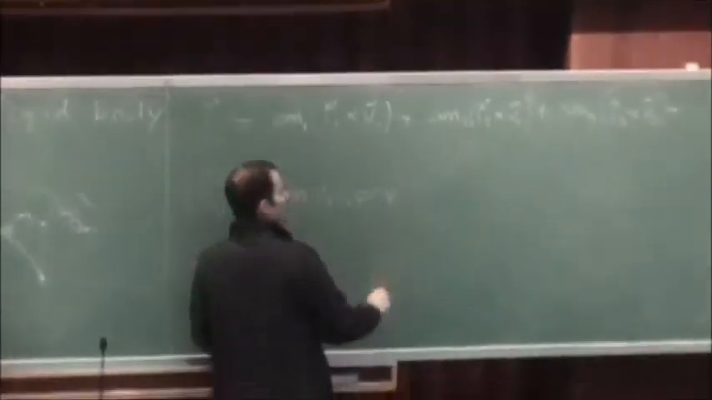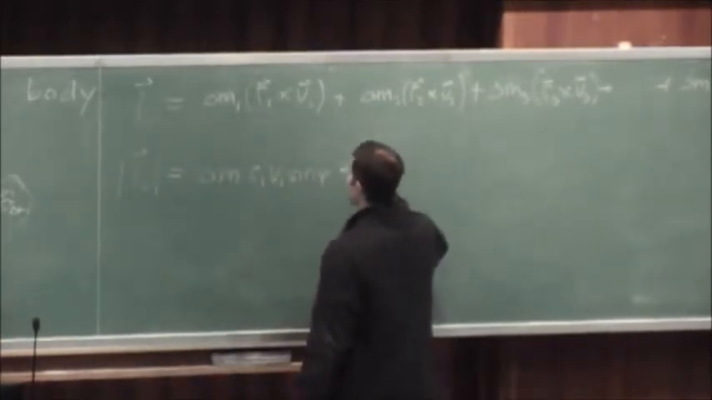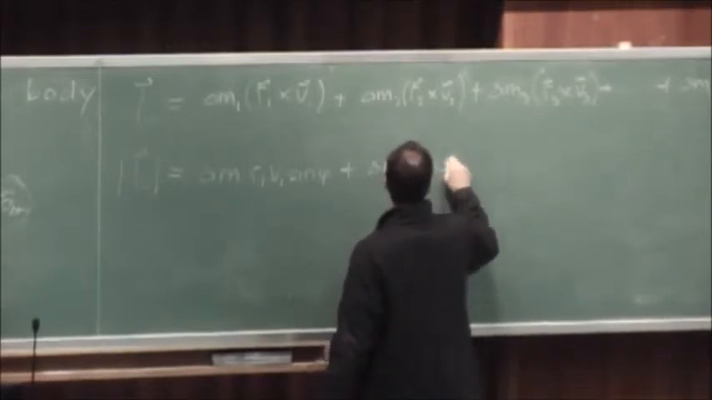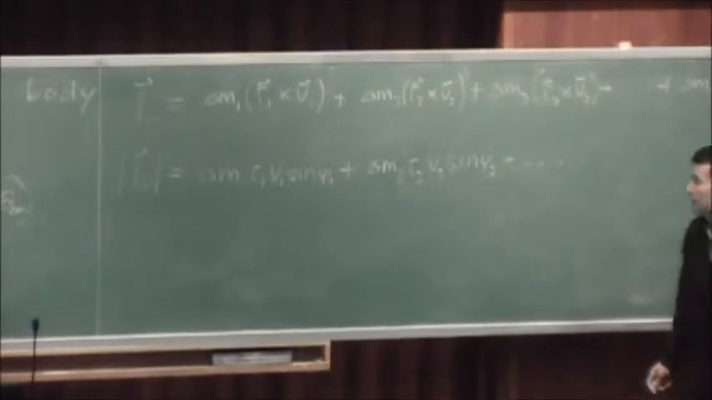Okay, so what I'm interested in is, let's consider L, magnitude. We know that we can add them now all the same, so we say this is delta M1, and then I'm going to have R1, and then this is going to be V1 sine of the angle between them. Plus delta M2, R2, V2 sine of the angle between them, and so on and so forth.